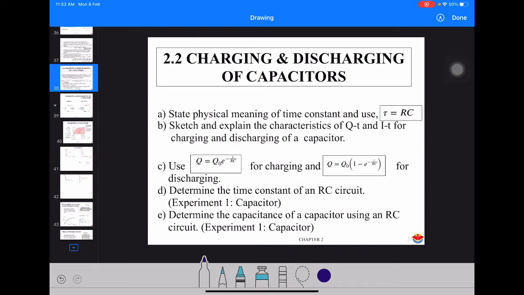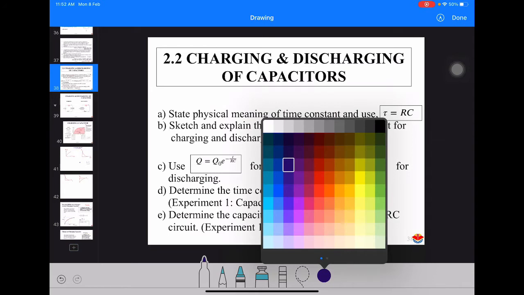For this video, we discuss chapter 2.2, charging and discharging of capacitors. You should watch the previous two videos first, which are about 2.1 and some introduction on capacitors, before you watch this one.